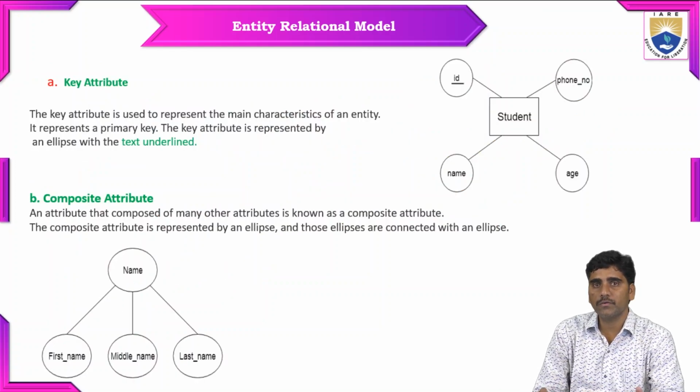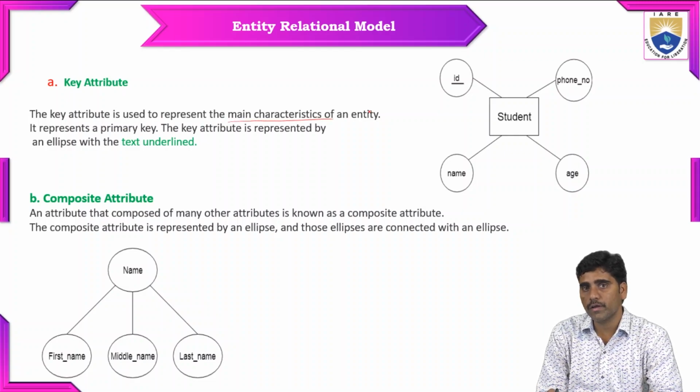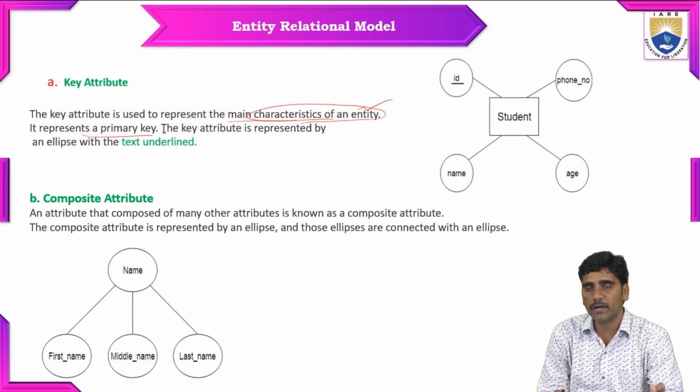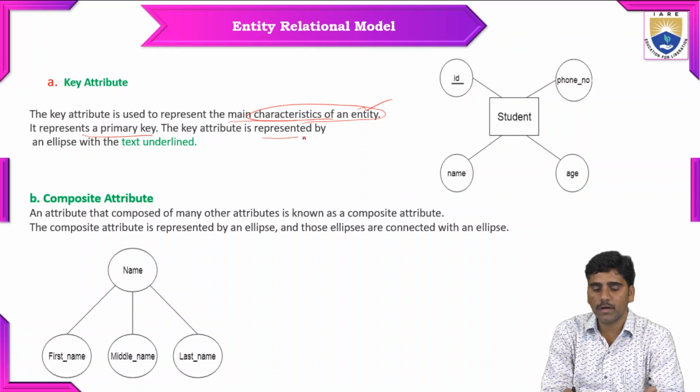The key attribute is used to represent the main characteristic of an entity, and it represents a primary key. So the key attribute is nothing but the primary key. It is represented by an ellipse with underlined text.